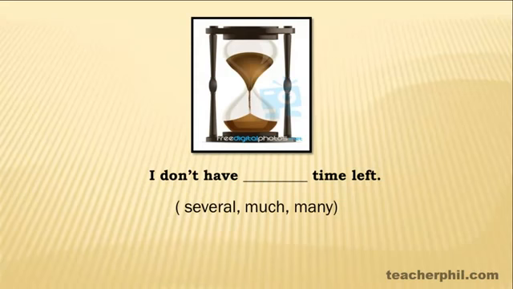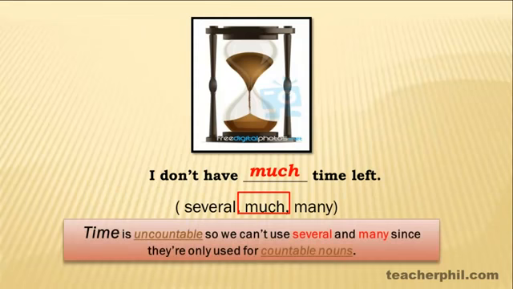The next one, I don't have blank time left. Is it several, much, or many? The correct answer is much. I don't have much time left. Why? Because time is an uncountable noun, so we can't use several and many since they're only used for countable nouns.